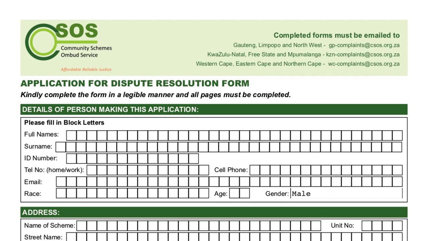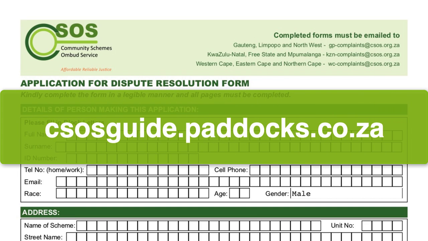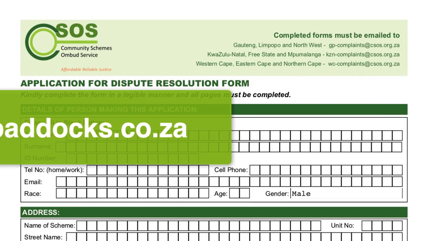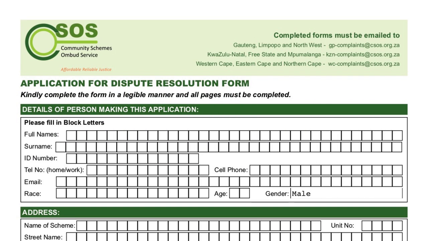This is the CSOS application form that you need to get your hands on. It is easily accessible from our website. Take a look at csosguide.paddocks.co.za for guidance with your CSOS application and to download the form. The first part of the form requires the details of the person making the application. The personal details of one of the trustees or the managing agent, if duly authorized, should be filled in here.